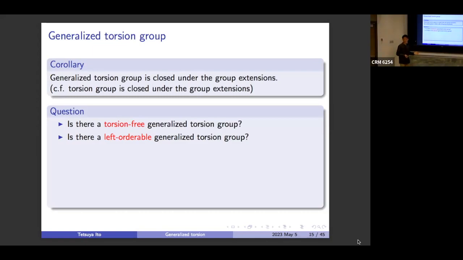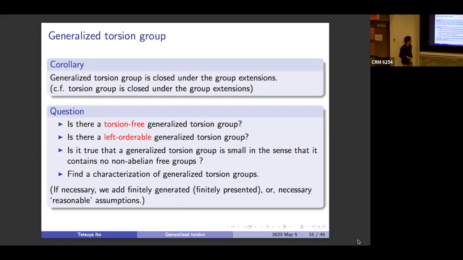Currently, my construction starts from a generalized torsion group, and then we take some extension. But as a starting point, I need a generalized torsion group, and I don't know any non-trivial examples. So I start from a torsion group, then extend it to get a generalized torsion group. So it is an interesting question whether a torsion-free generalized torsion group exists or not. In a slightly stronger form, which may be easier to solve, is there a left-orderable generalized torsion group?